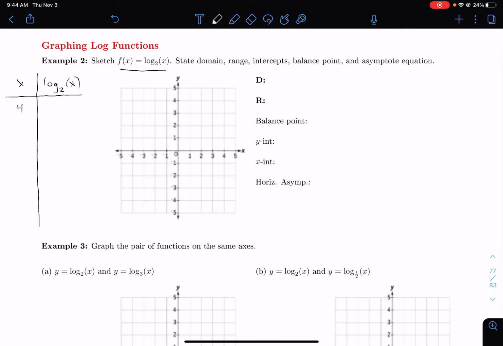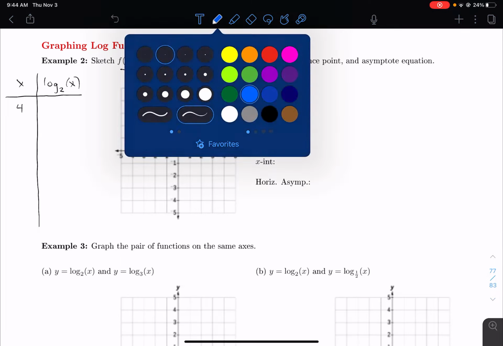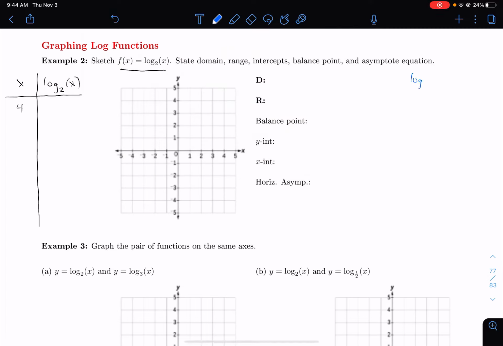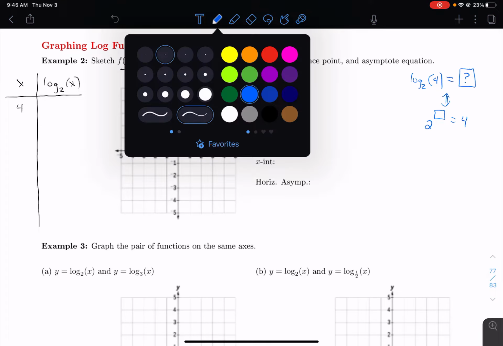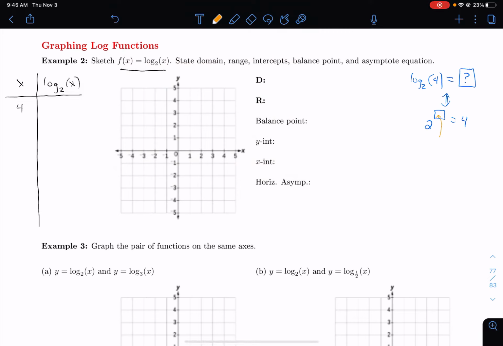So for example, if I was plugging 4 into log base 2, I would get log base 2 of 4. And let's say I don't know what that is. Let's say this is some mystery number. Well, when I convert this to exponential form, this is asking, well, 2 to what power? 2 to what power equals 4? And I can see it's going to be 2 squared. I can see that the number that goes in here is 2. So that is what log base 2 of 4 is. It's going to be 2. And I'll write that here in my table.